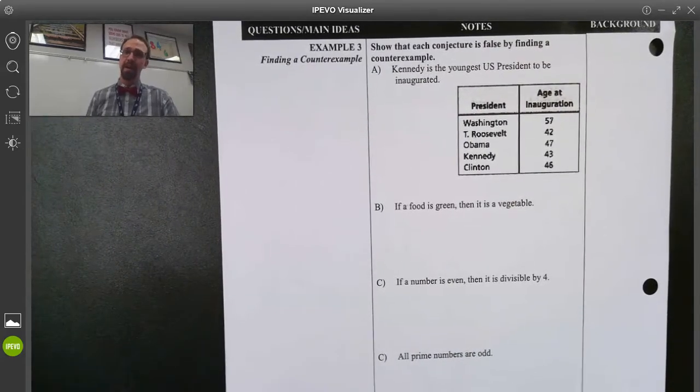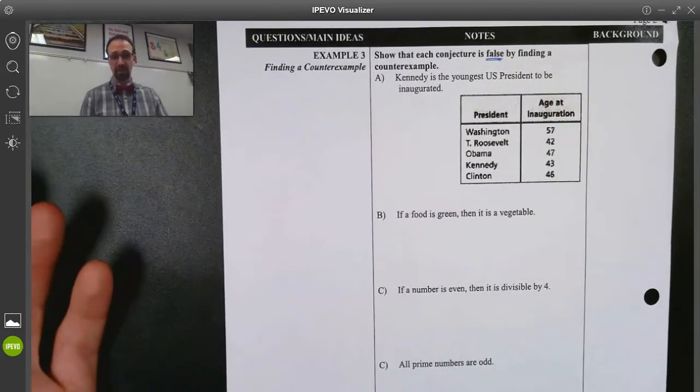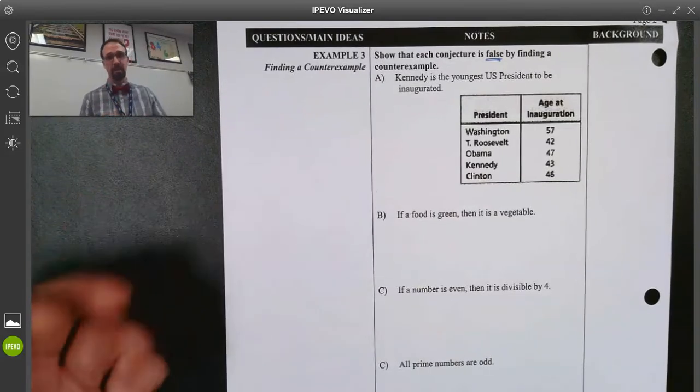This is Example 3, finding a counterexample. So I'm giving you a conjecture, and then you need to tell me why the conjecture is false. Now I'm telling you this conjecture is false. So right here, show that each conjecture is false. So if I tell you that the conjecture is false, it truly is false. There is at least one, if not more, counterexample.